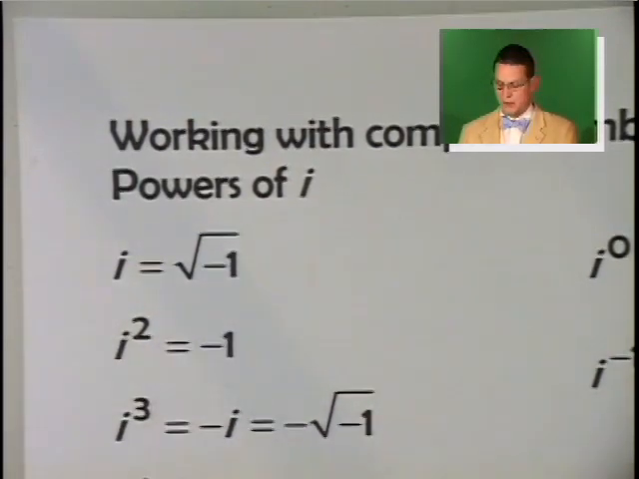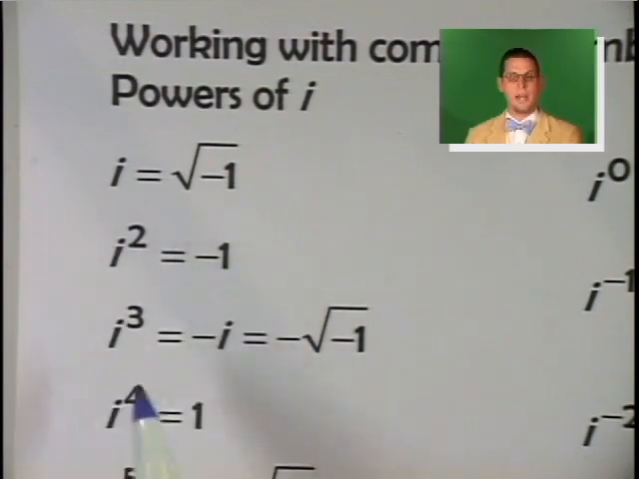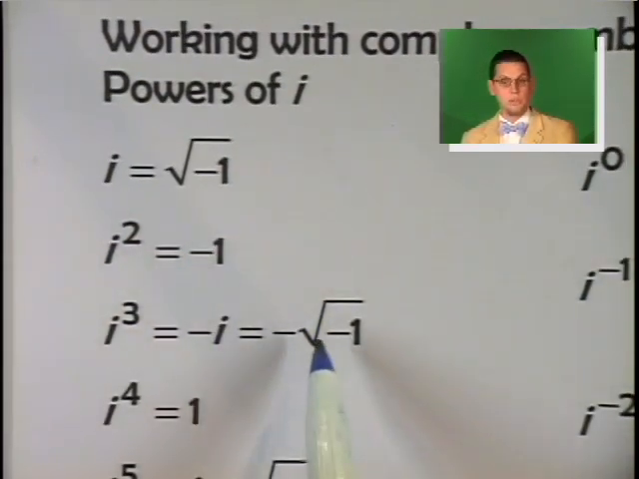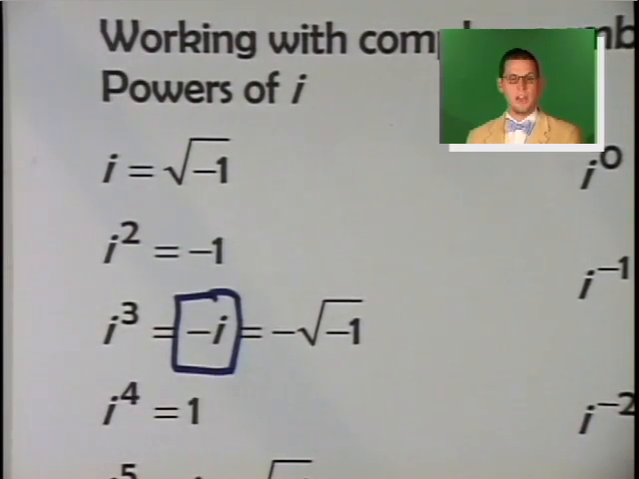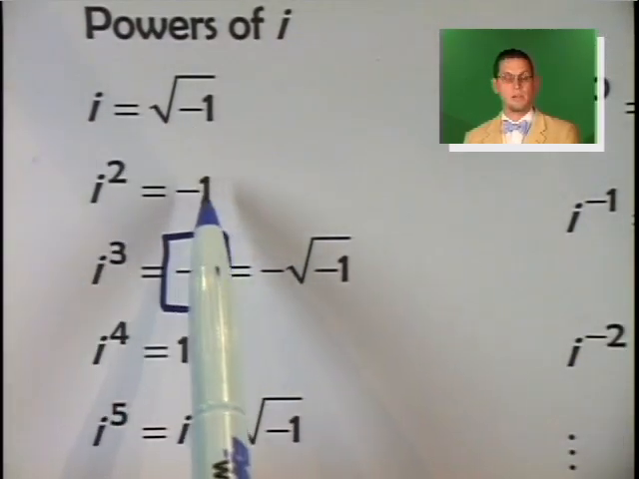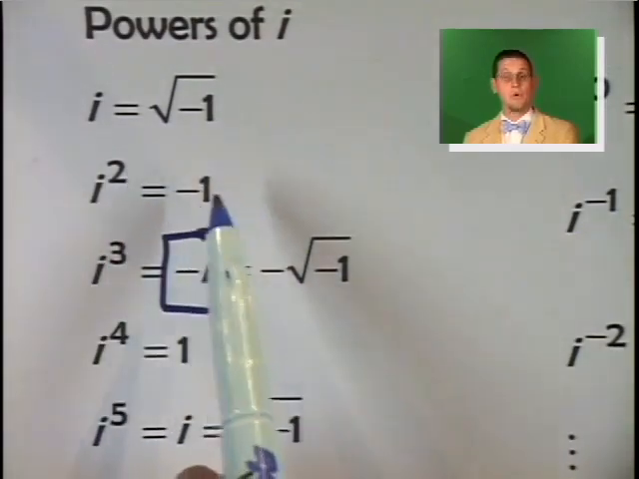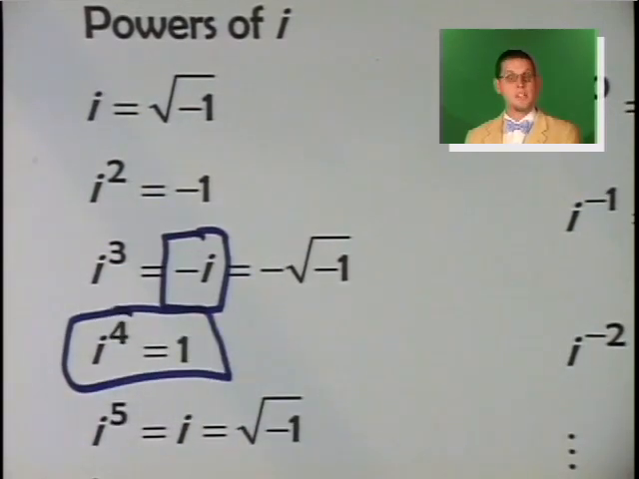With imaginaries, it's possible now. Well, i cubed, how are we going to get i cubed? We're going to multiply both sides by i, and we get negative i. And that's equal to negative square root of -1. But what we're going to try and do is write everything in terms of i. So i cubed is equivalent to negative i. Now this one's really nice. i to the fourth. If you take i squared equals -1, and you square both sides, i squared squared is i to the fourth. -1 times -1 is +1. So i to the fourth is +1.